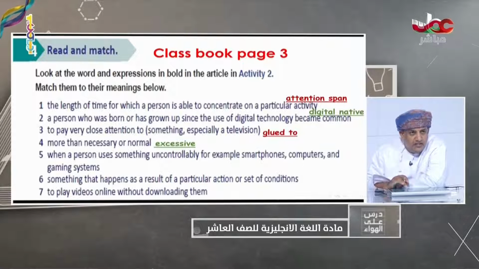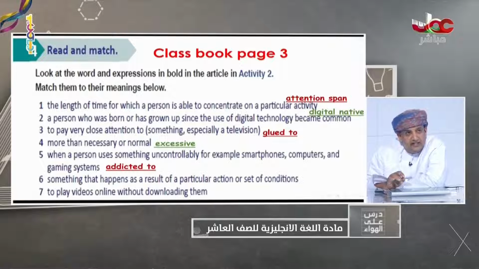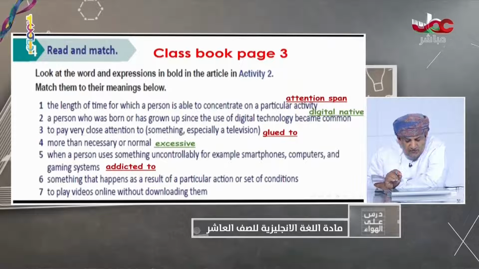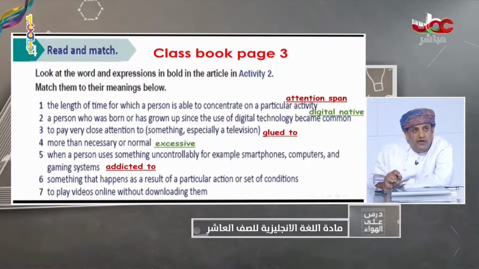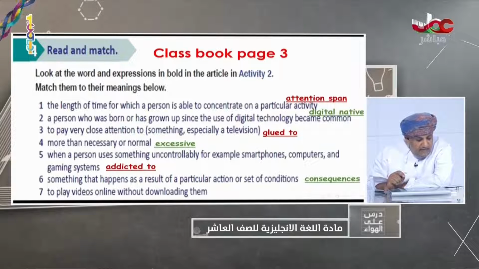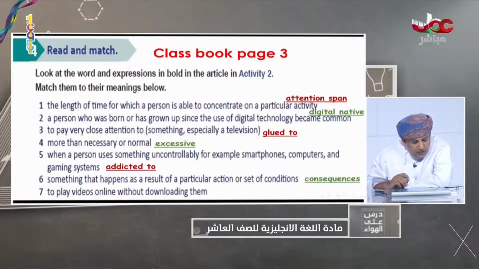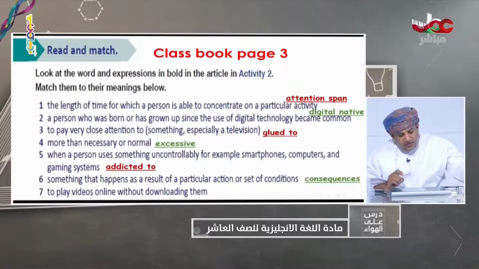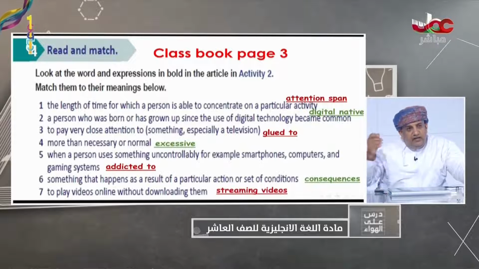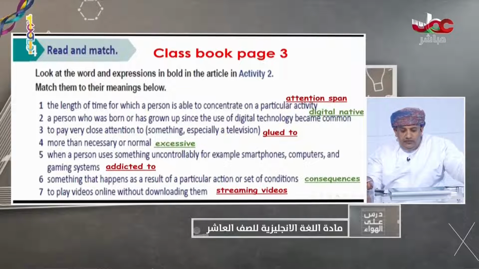So what do we call this? Yes, addicted to. Number 6, something that happens as a result of a particular action or set of conditions. What do you call this? Yes, consequence. Very good. Number 7, to play videos online without downloading them. Yes, we call them streaming videos.